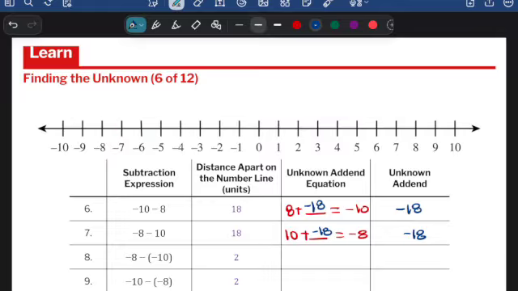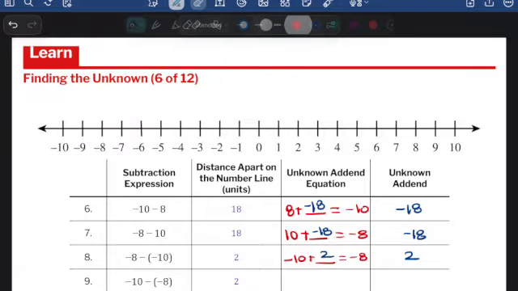Okay, number 8. I'm starting at negative 8, and I'm going to negative 10. What's the distance between those 2 points? 2 units on our number line. So for my unknown addend equation, I start with the second number, which is negative 10. What do I add to negative 10 to get to negative 8? Well, I start at negative 10. I have to add to the right. So this is going to be a positive 2. My unknown addend will be positive 2.